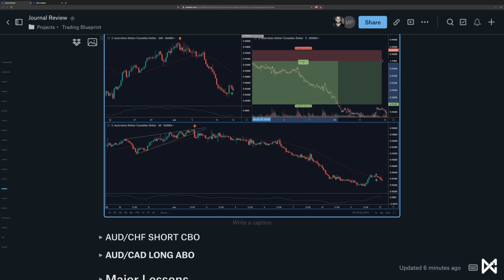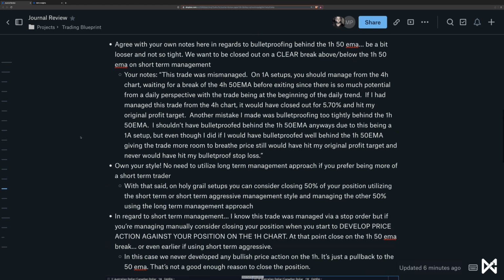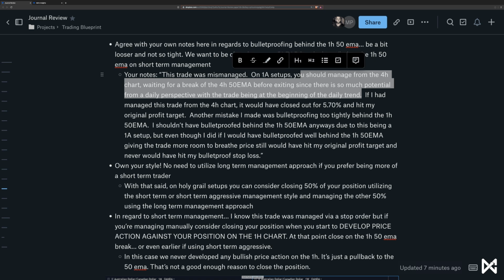You cannot be very tight, because what if it just forms a high test and continues in your favor, right? So let's go back. His notes: this trade was mismanaged on a 1 hour, on a 1A setup. So this is something different. You should manage from the 4 hour chart, waiting for a break of the 4 hour 50 EMA before exiting, since there's so much potential from a daily perspective of the trade being at the beginning of the daily trend. Okay. It does not have to be managed on a 4 hour chart, period.